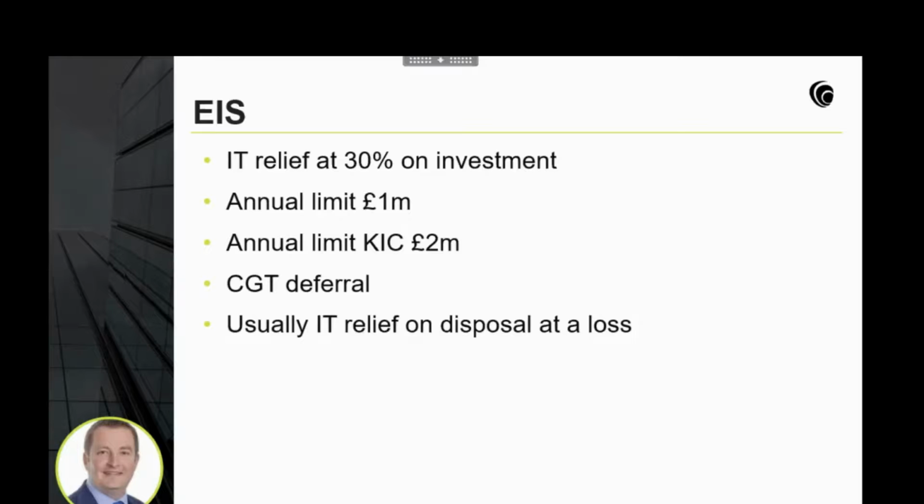If, as does happen on occasion, EIS shares are sold at a loss, then income tax relief is available for that loss. So loss can be set against other income, but the amount of loss relief available is restricted by the relief already provided on the investment itself. Just a final point: someone can invest up to £1 million per annum into EIS, or £2 million if investing in so-called knowledge-intensive companies, KICs, as on the slide there.